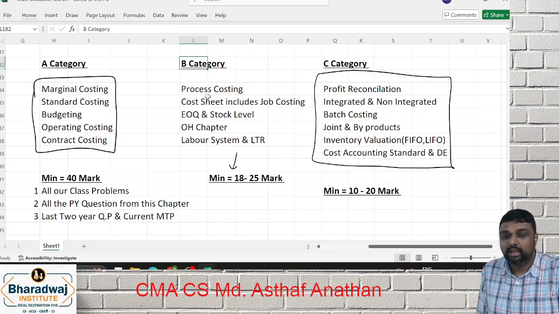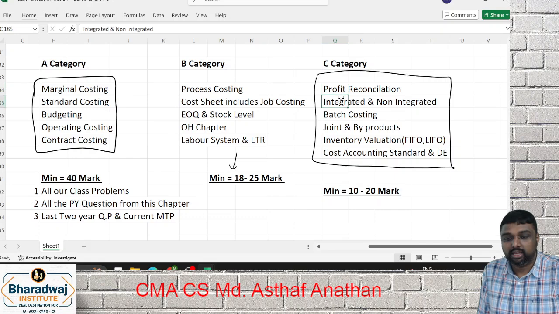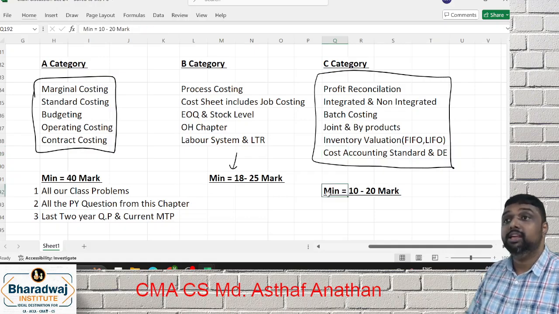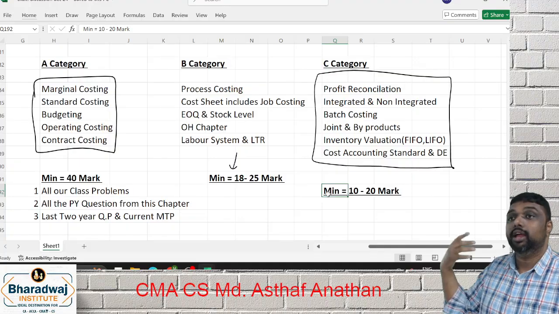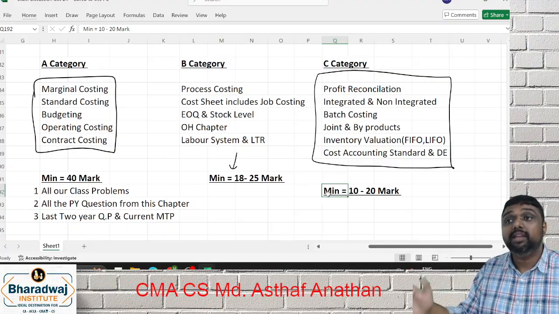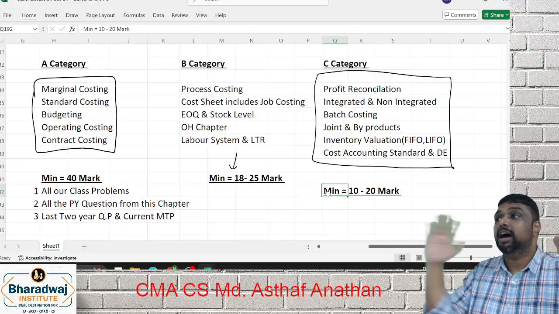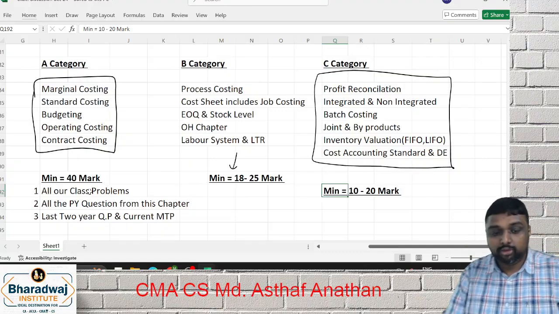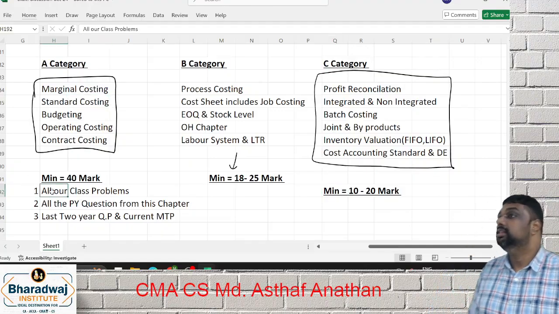This B category, what comes in it? Process costing, cost sheet including job costing, EOQ, overhead, labor system and labor turnover, minimum 18 to 25 marks. C category: profit reconciliation, integrated accounts, batch costing, joint products, inventory, cost accounting standards and direct expenses, minimum 10 to 20 marks. I would like to highlight that C category does not mean you need not study. In C category, you can reduce the number of revisions, you can limit the problem solving up to our class workbook. That is enough.